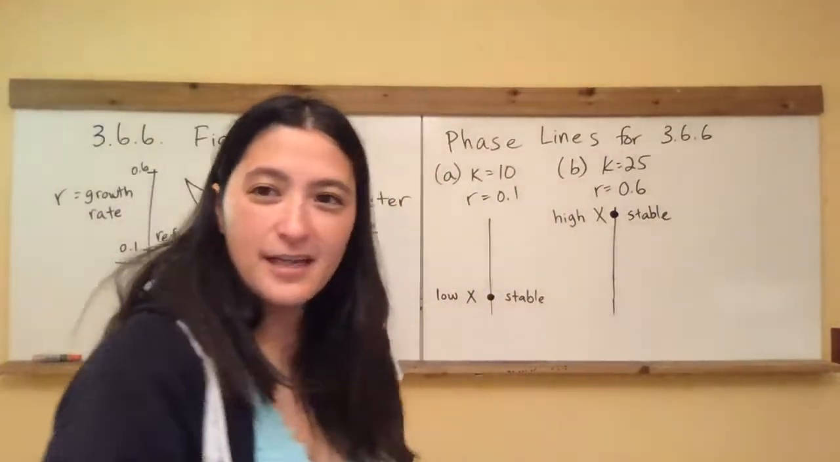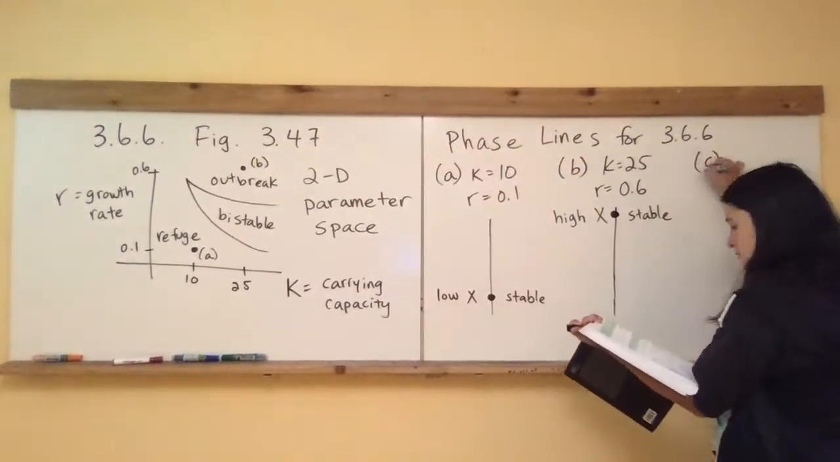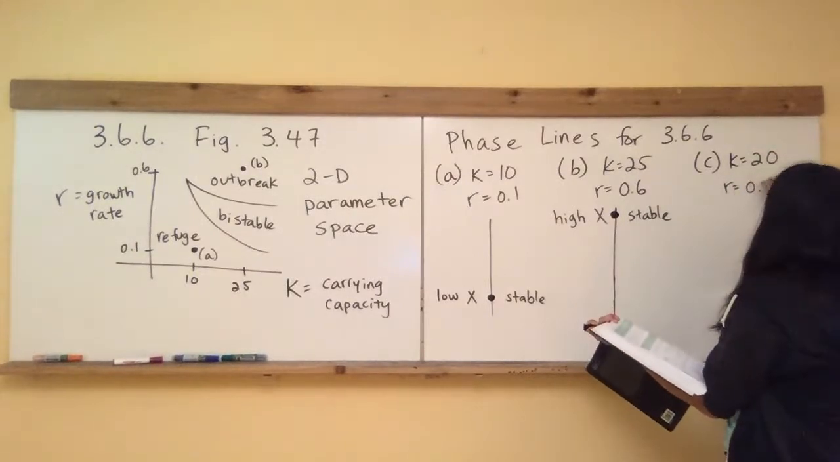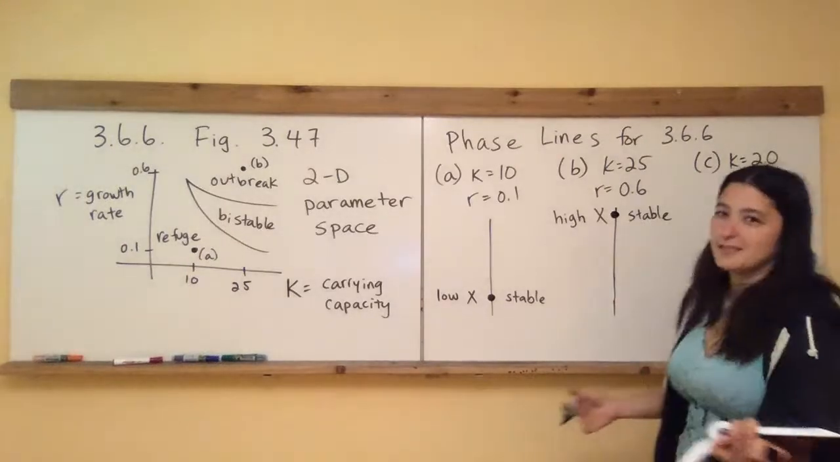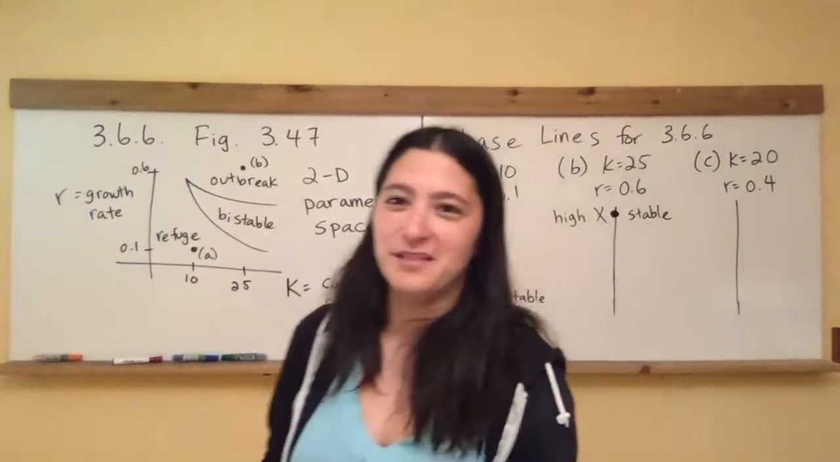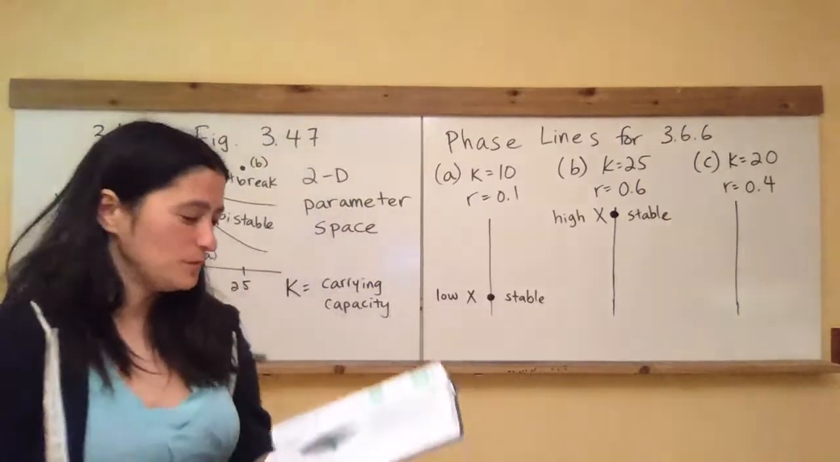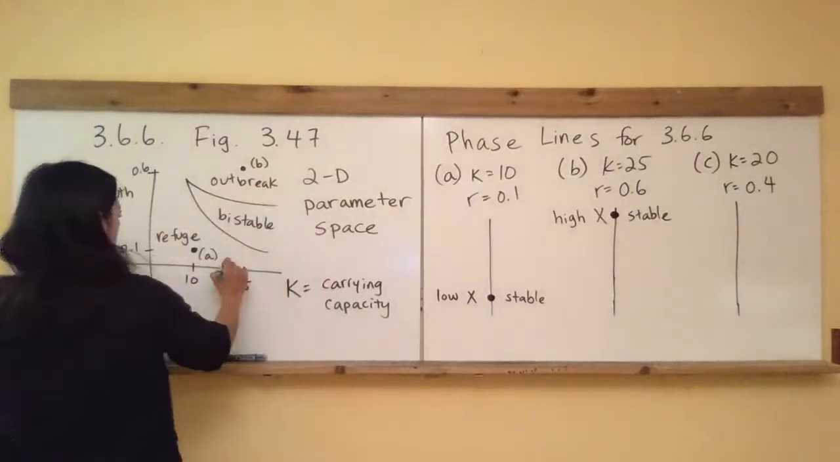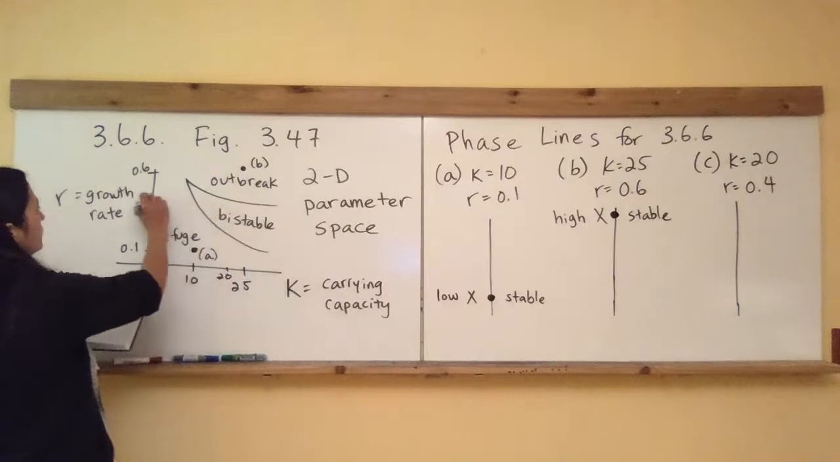Okay, great. Now let's go on to the last part, part C here, where we have K equal to 20 and R equal to 0.4. It looks like they're probably giving us one of each, so I bet you can guess which situation that is. Go ahead and enter it, though, if you want to play along. K equal to 20 is going to be right here, and then R equal to 0.4 is going to be here.